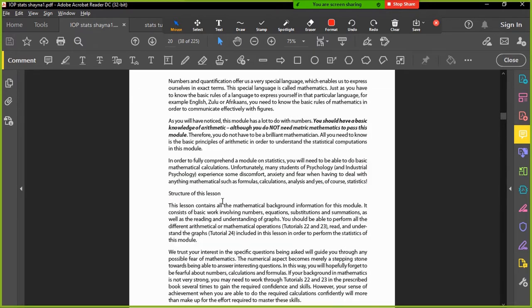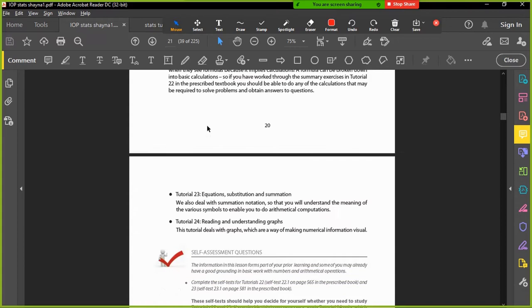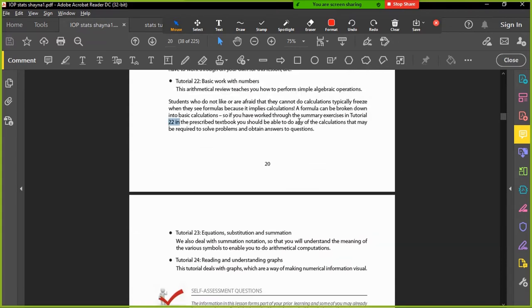Introduction, basic structure of the course, referring you to these tutorials. This tutorial looks at solving problems, equations, substitution, summation, and then reading and understanding graphs. Notice, reading and understanding graphs. I don't think you're going to have to draw graphs, otherwise they would have said drawing graphs here.